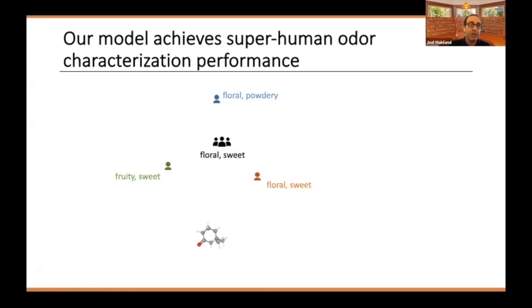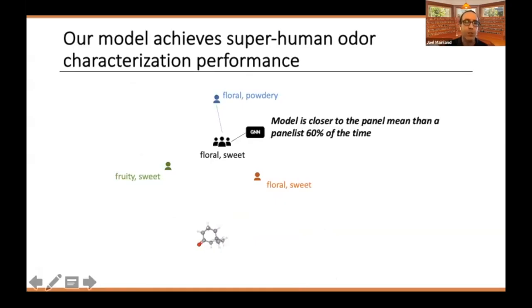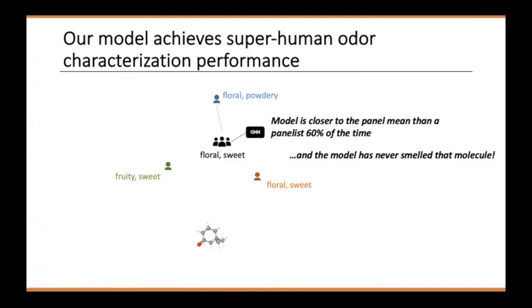So our model now can achieve superhuman performance on characterizing odors. We see that the graph neural network is closer to this panel mean than an individual panelist is, and that is true about 60% of the time. I also want to point out that this model has never actually smelled the molecule, right? Each individual is allowed to take the molecule, smell it, and report what it smells like. The model is just looking at molecular structure and is beating individuals at this task.